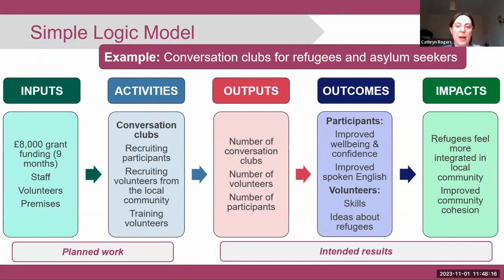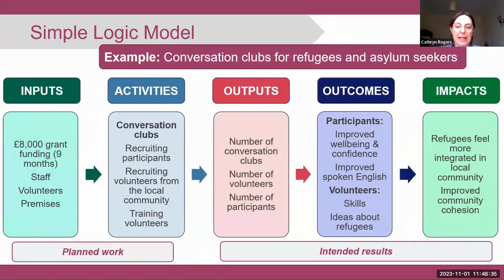Then the outputs are most likely going to be those kind of things that we think of as those like funder targets, the things that we're counting. So the numbers of people who are taking part, numbers of clubs we're running, those sort of things we're putting on our monitoring forms. Then the outcomes are what we want to have changed for the people because they took part.